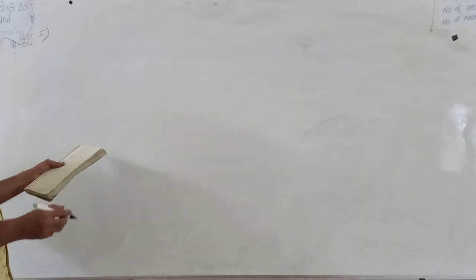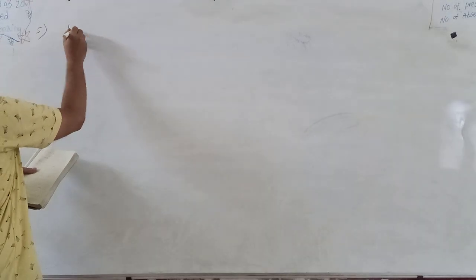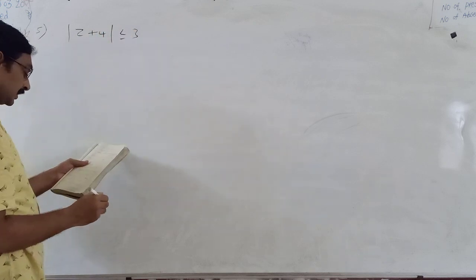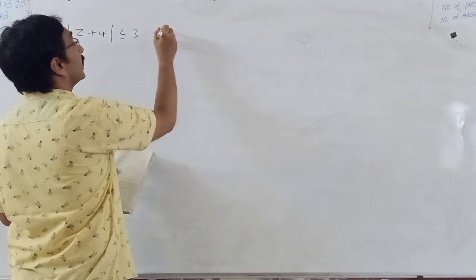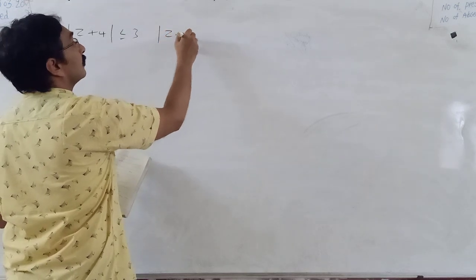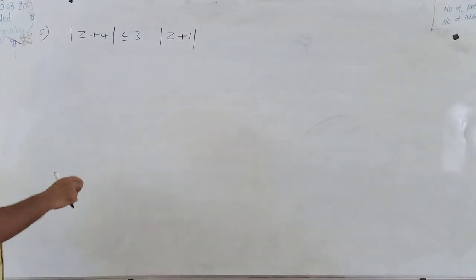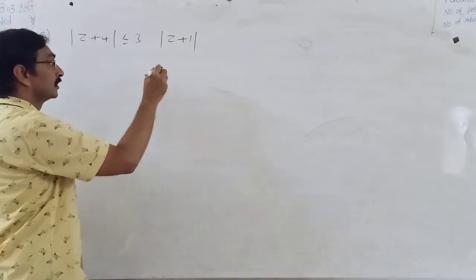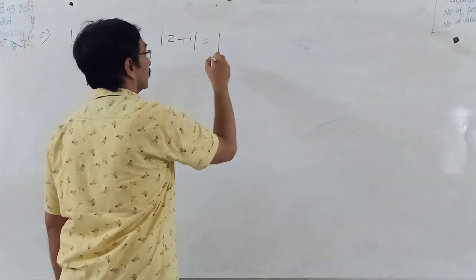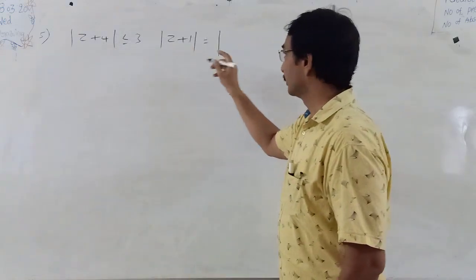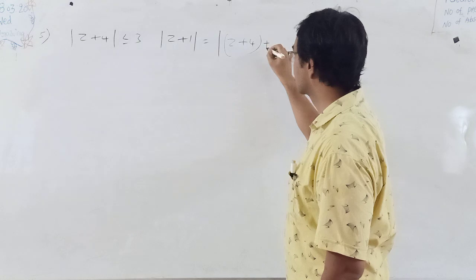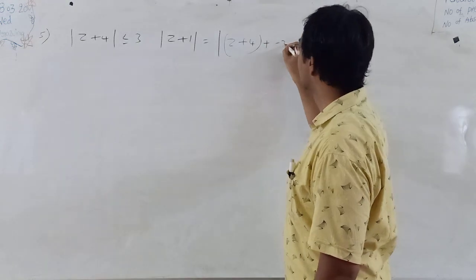Fifth problem: if modulus of z plus 4 is less than or equal to 3, then find the maximum value of modulus of z plus 1. So by using this, we have to find the maximum value of this one. This can be expressed as z plus 4 plus, minus 3.